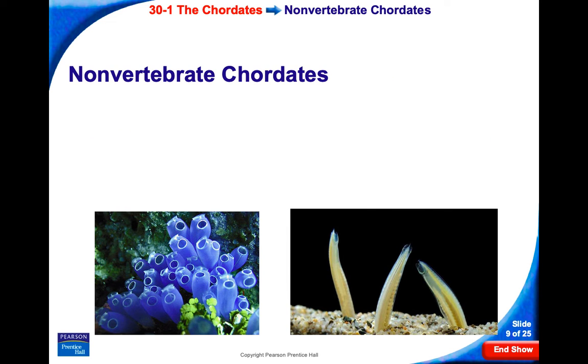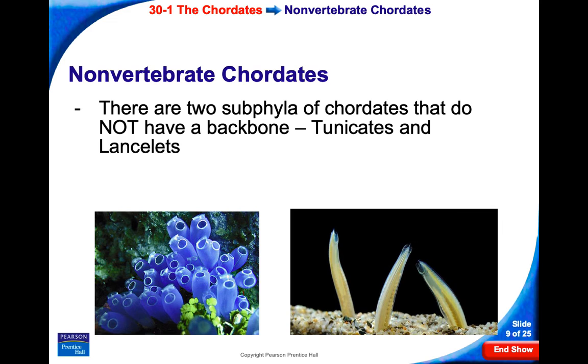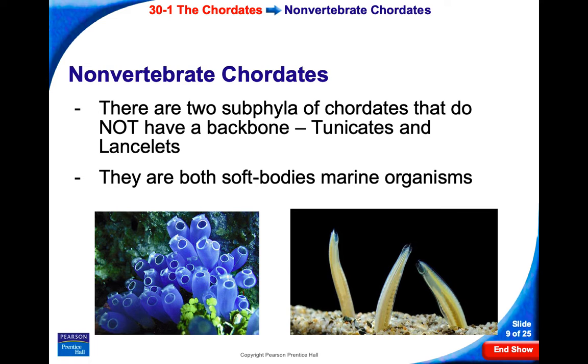Non-vertebrate chordates: there are two subphyla that do not have a backbone. There are tunicates, which are these right here. If you've heard of sea squirts before, that's kind of their common name. Tunicates are one type of non-vertebrate chordate, and then you have lancelets, which are right here. Both of them are soft-bodied marine organisms.